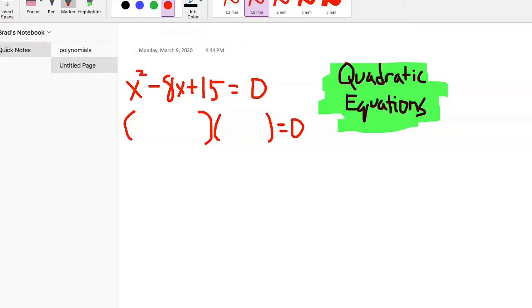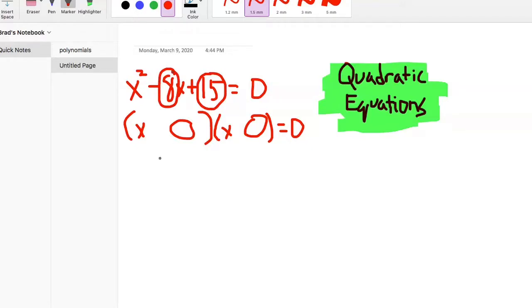Okay. Right, and because we have x squared, we know we're going to have an x here and an x here. And I'll explain that in a minute. So when we have an x squared, we want two numbers, one here and one here, that multiply to 15, this number. They multiply to 15, but the same numbers add up to negative 8.